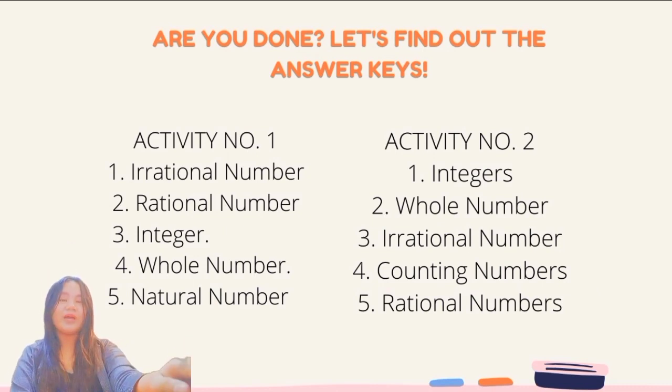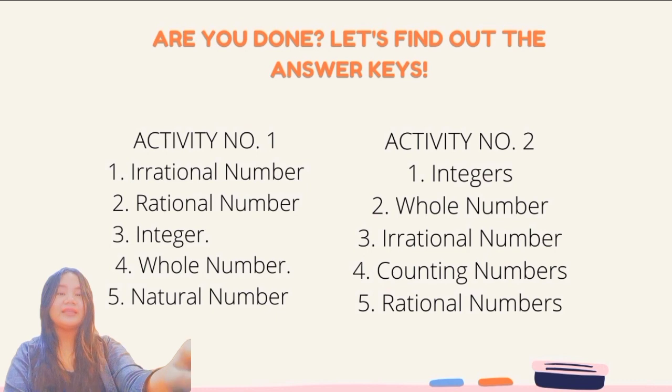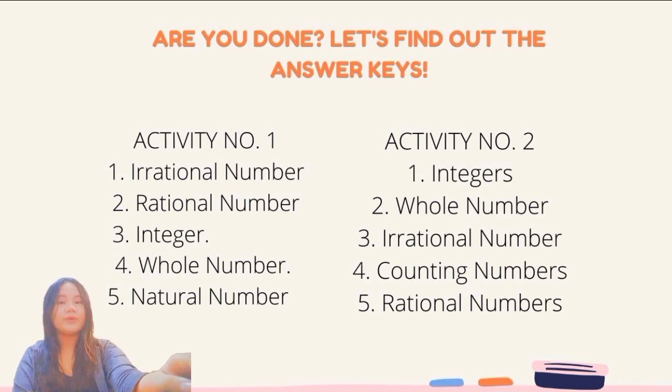In activity 1, we have the number 1 as an irrational number, number 2 an irrational number, number 3 an integer, number 4 a whole number, and number 5 a natural number. That's all. And in activity 2, we have first, integers.